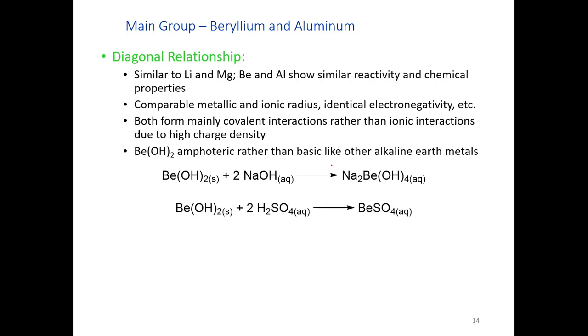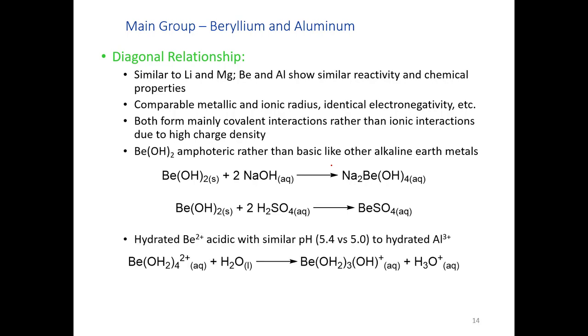Beryllium hydroxide can also react with protic acids to form water and metal salts. So in this way, it can act as an acid or a base. Hydrated beryllium 2+ is acidic with a similar pH, 5.4 versus 5, to hydrated aluminum 3+. Why do you think that hydrated beryllium is so acidic? The reason is that the beryllium is so small and charge dense in the +2 oxidation state that it pulls the electron density away from the bound water molecules, which weakens the OH bonds and makes the water more acidic.